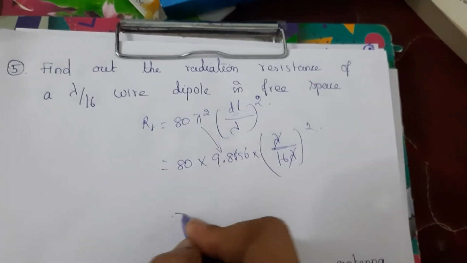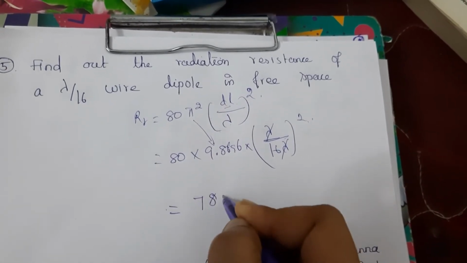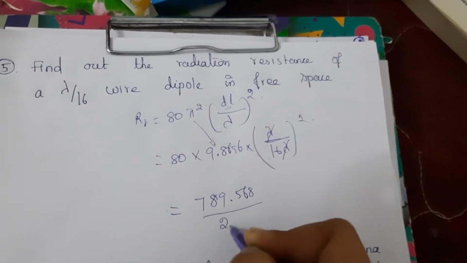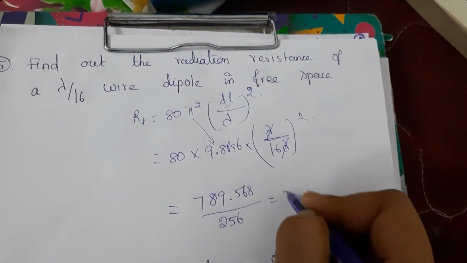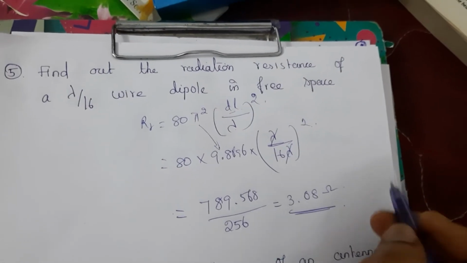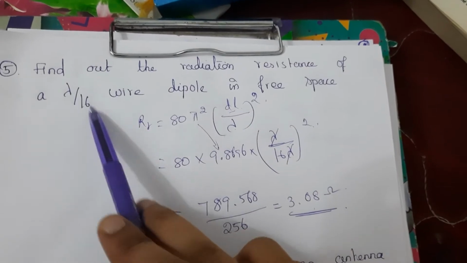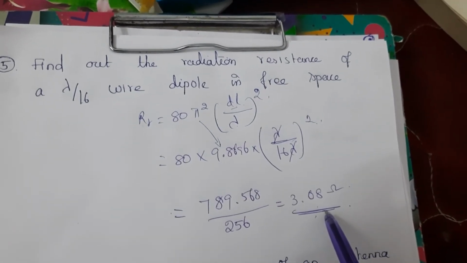Lambda gets cancelled. So solving this, we will get 7389.568 divided by 256. Solving this, we will get 3.08 ohm. So this is the radiation resistance of a lambda by 16 wire dipole in free space. So here the answer is 3.08 ohm.